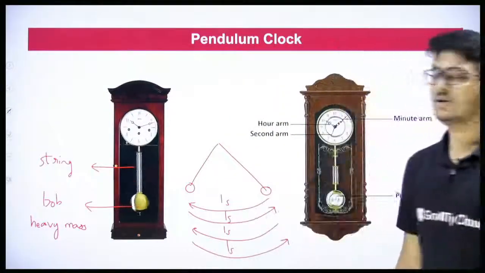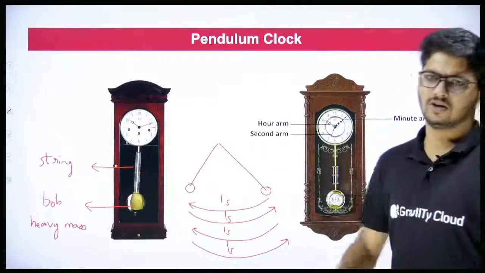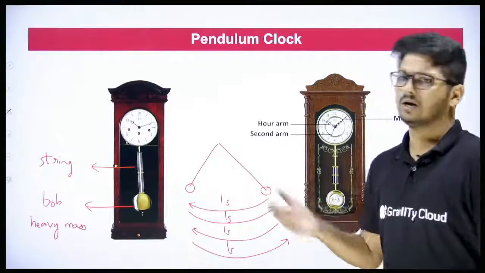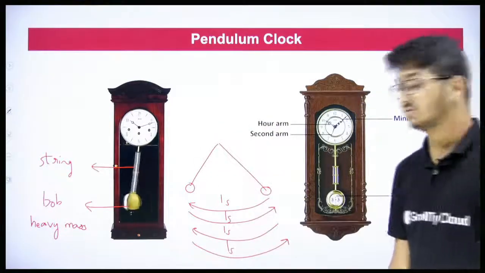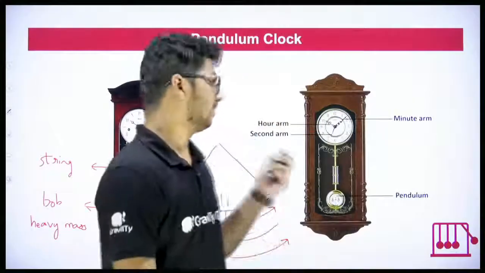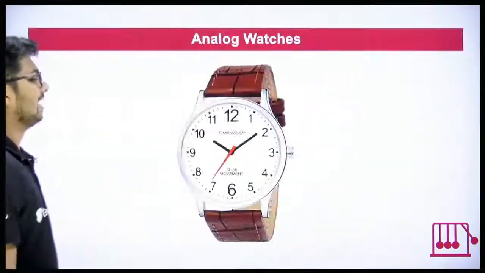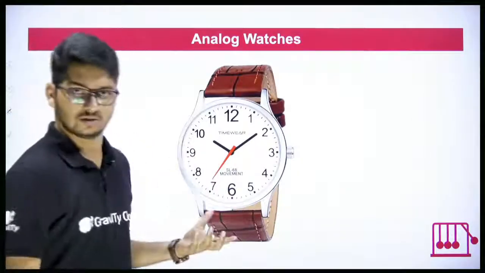Understood? Good. So even these were used. These are very interesting. Even nowadays they are used, not regularly, but for showcase they are used. But again, pendulum clocks were used for a long period of time. That's why they are important. Okay. Then we have analog watches. The one that I'm using now is an analog watch.